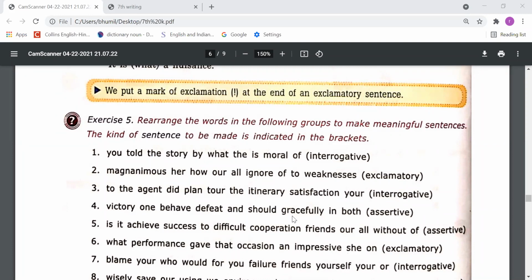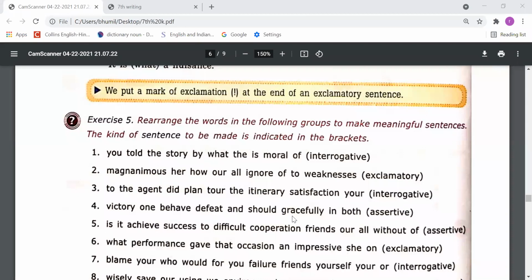Next, to the agent did plan tour the itinerary satisfaction your. You have to make an interrogative sentence. So you can mention here, did the tour agent plan the itinerary to your satisfaction? Itinerary means like plan.